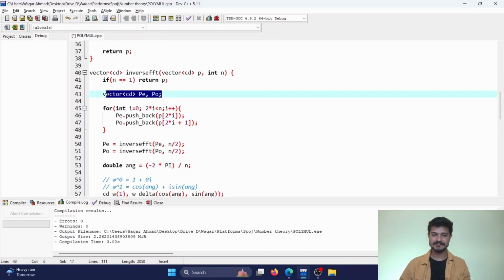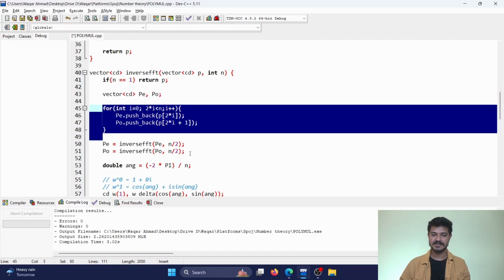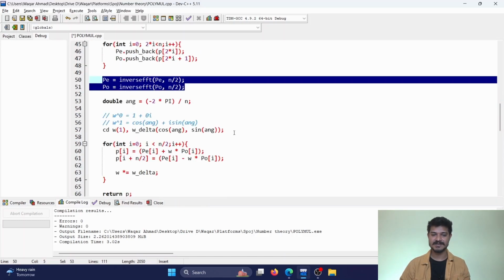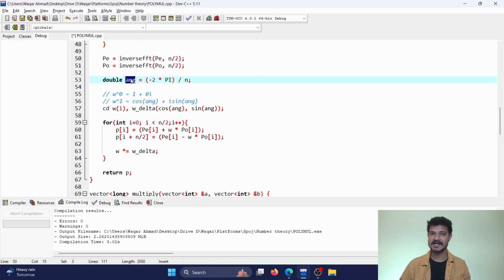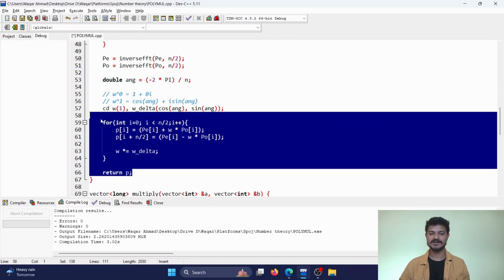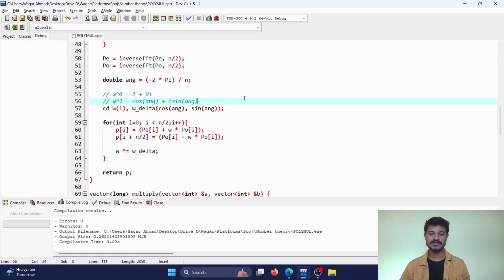Base case is same, PE and PO are same, right? Their evaluation is same, everything is same, except when you are calculating the angle now, it is negative. Earlier we had 2 pi by n, now we have minus 2 pi by n. That's the only difference, and everything else is the same. So this is your inverse FFT.